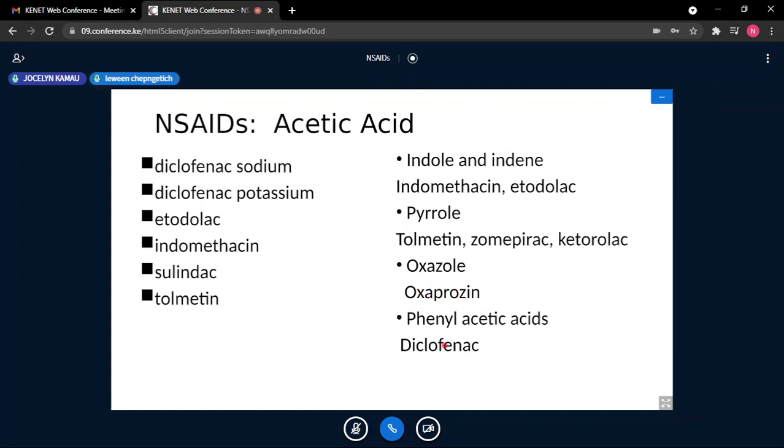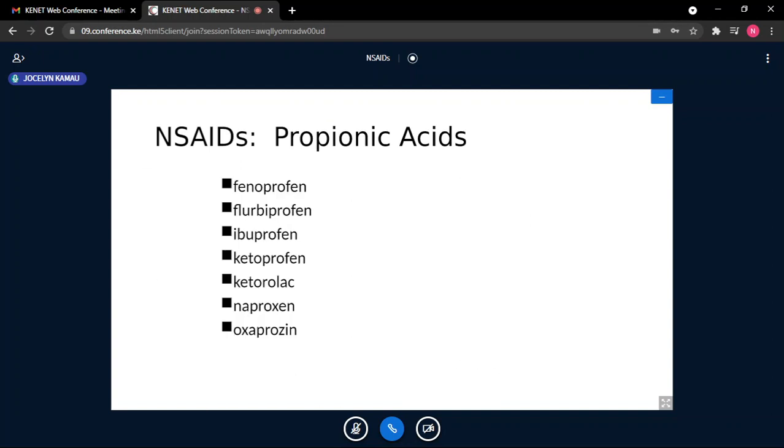Then you have the phenyl acetic acid derivatives, where you have diclofenac. All it means is that you have a phenyl ring which is joined to an acetic acid. Phenyl ring joined to an acetic acid. Again, we are going to look at each and every structure, so I don't think we'll have a problem.